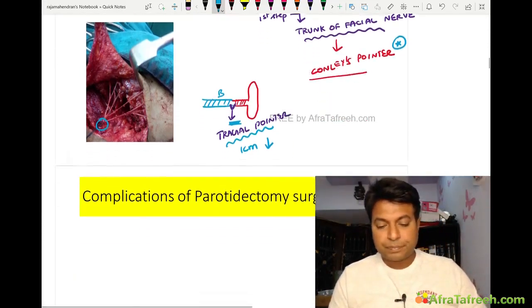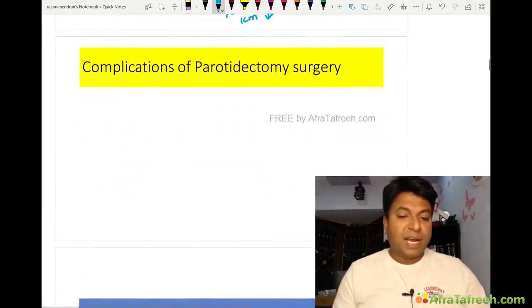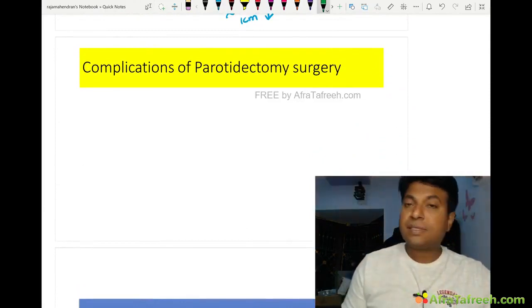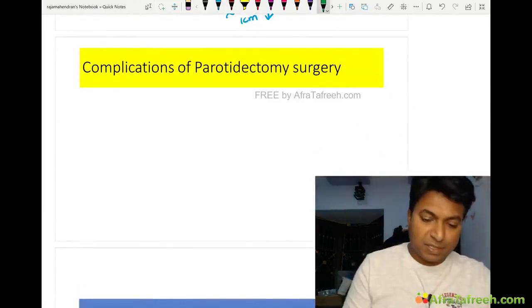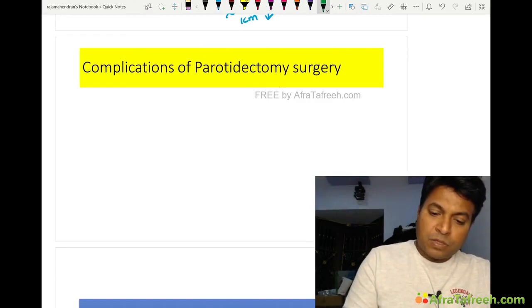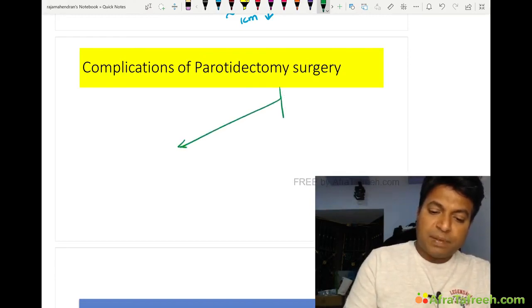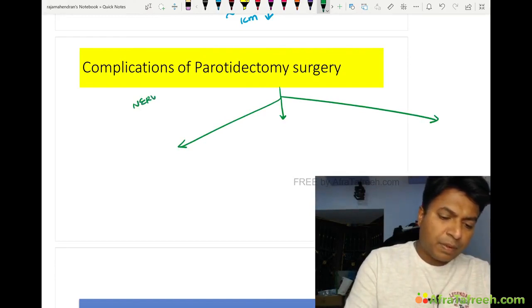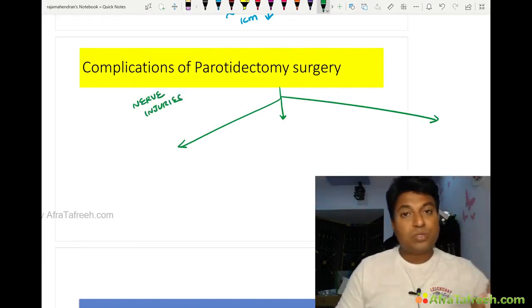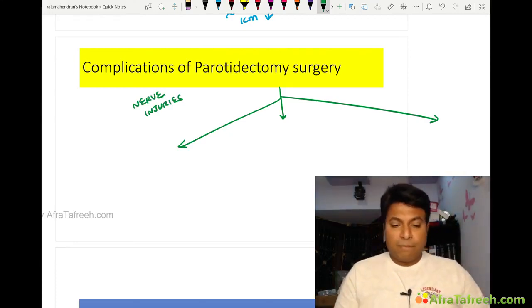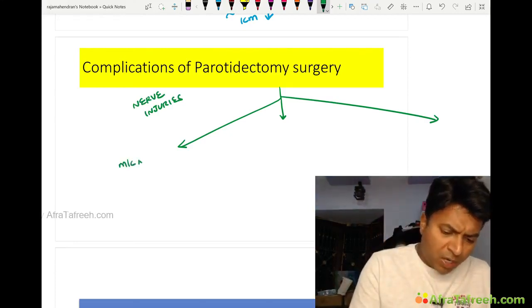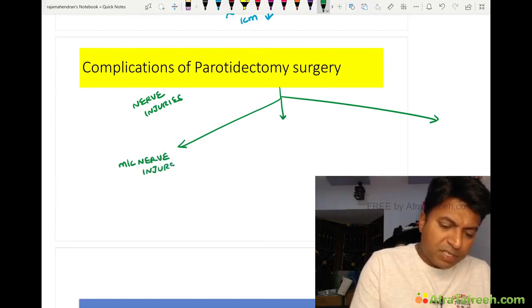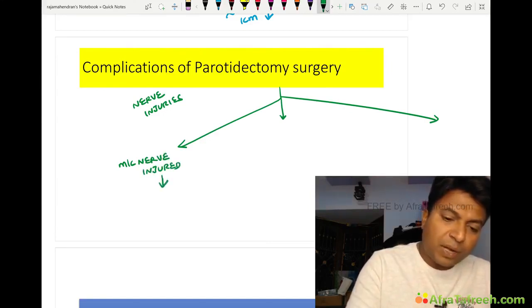Okay. So now we are going to discuss the high yield topic in NEET PG, that is complications of parotidectomy surgery. The most important thing I am going to discuss is related to the nerve injuries. Please don't forget the nerve injuries, because every year there is a question on nerve injuries during parotidectomy. What is the most common nerve injured in a parotidectomy surgery?